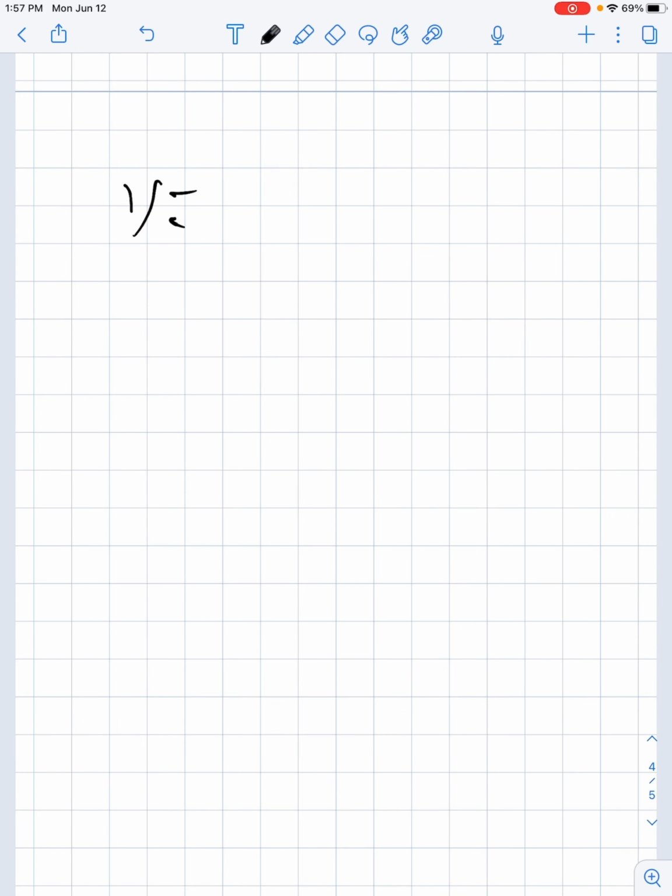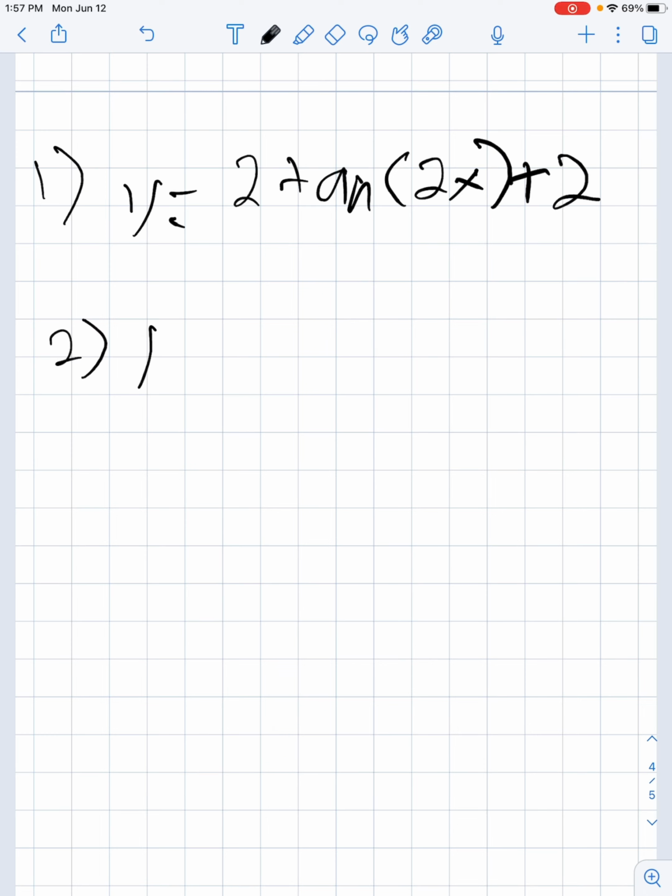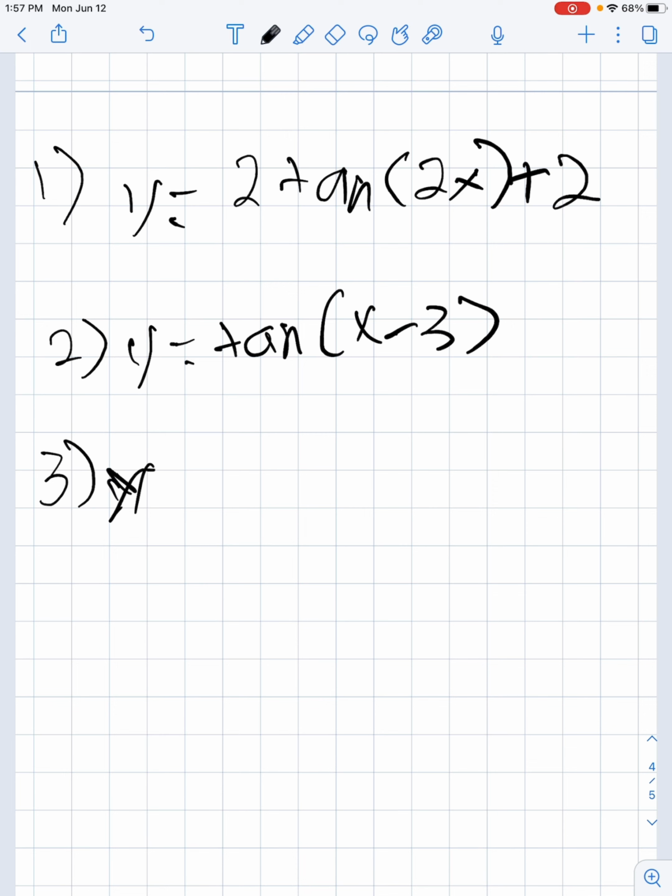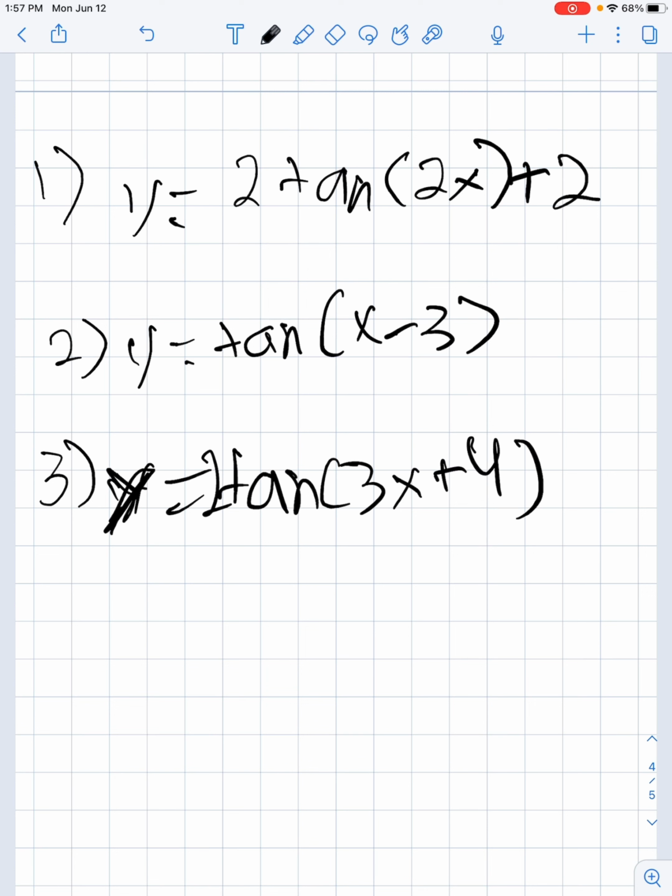Alright, some examples now that you guys could do on your own are y equals 2 tangent parentheses 2x plus 2. You could do this one as well, y equals tan parentheses x minus 3, or the most hardest one in this list, y equals 2 tan parentheses 3x plus 4 close parentheses minus 3.